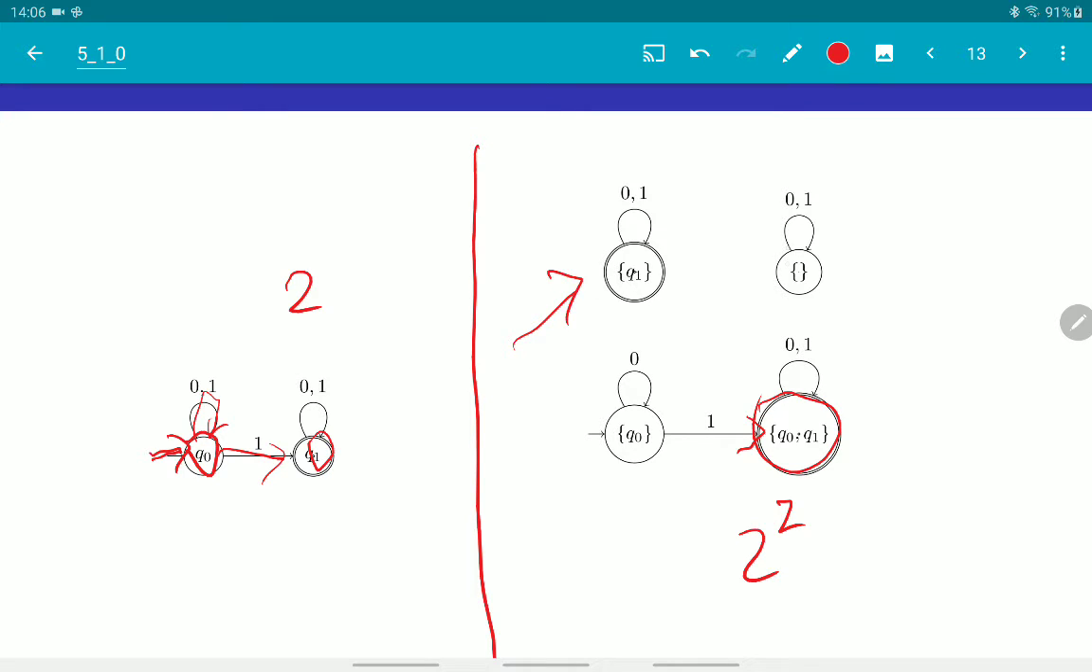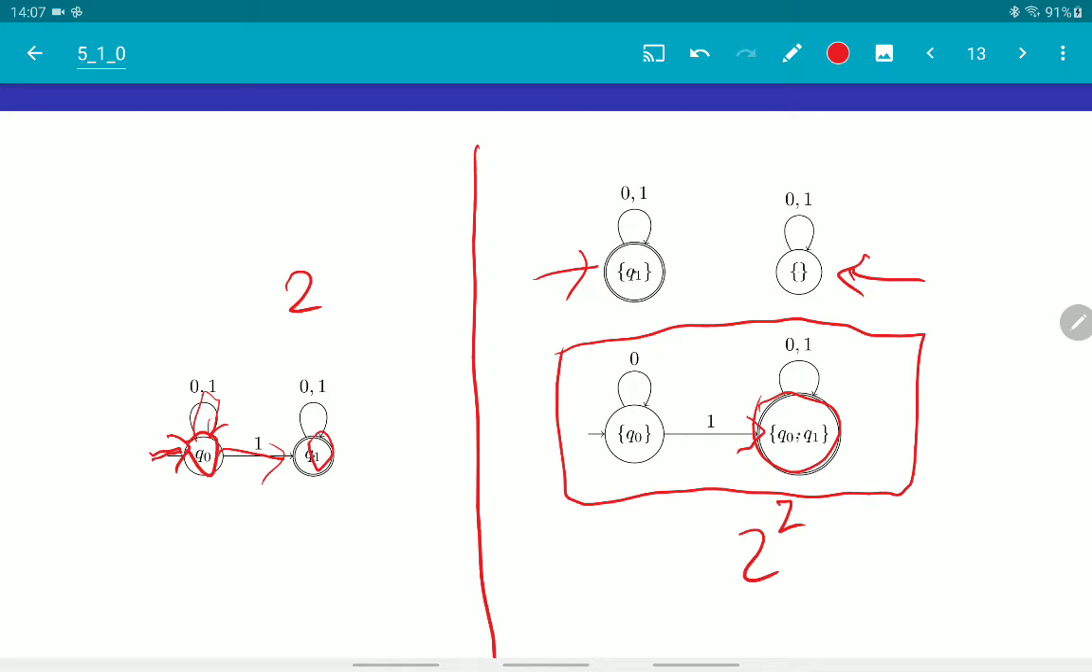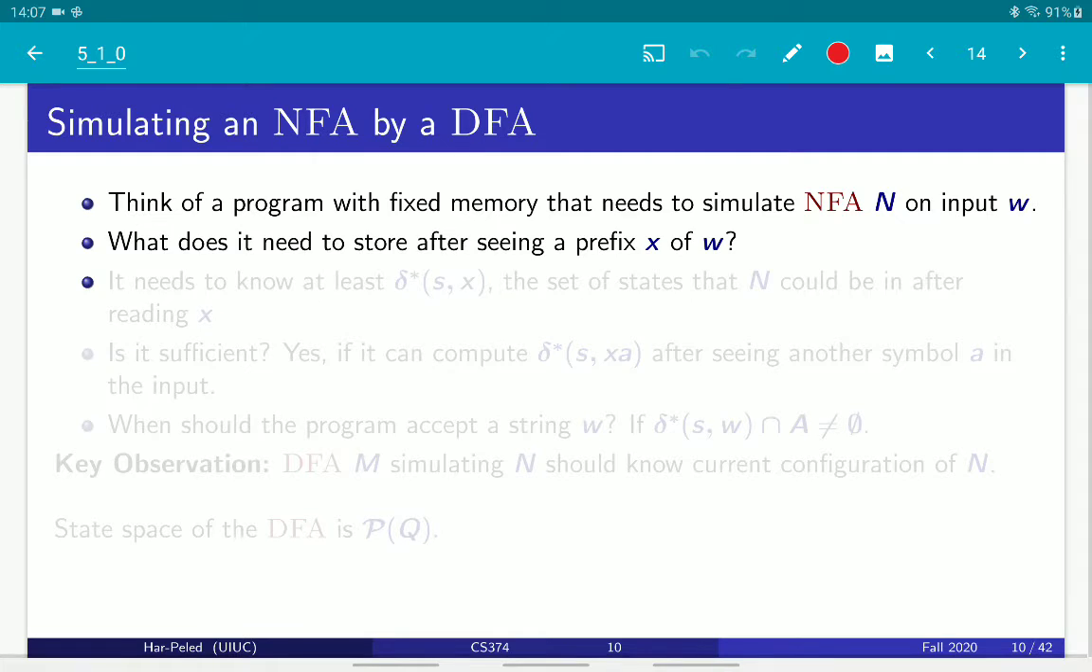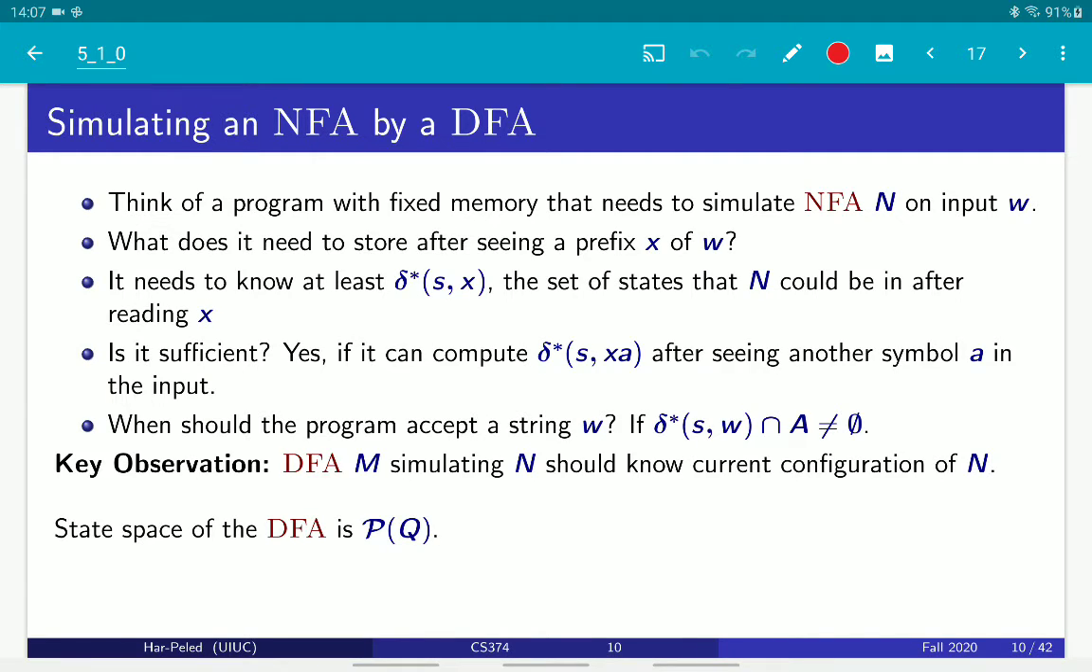Now, there are 2 other configurations, the empty set and Q1. Those 2 configurations are not reachable from the start state, right? So they exist, but they're not really relevant. So really the answer is this one. Of course, we could add disconnected parts, but they are not that useful or interesting. Okay, so that's the big idea. And this is just what I just discussed, right?